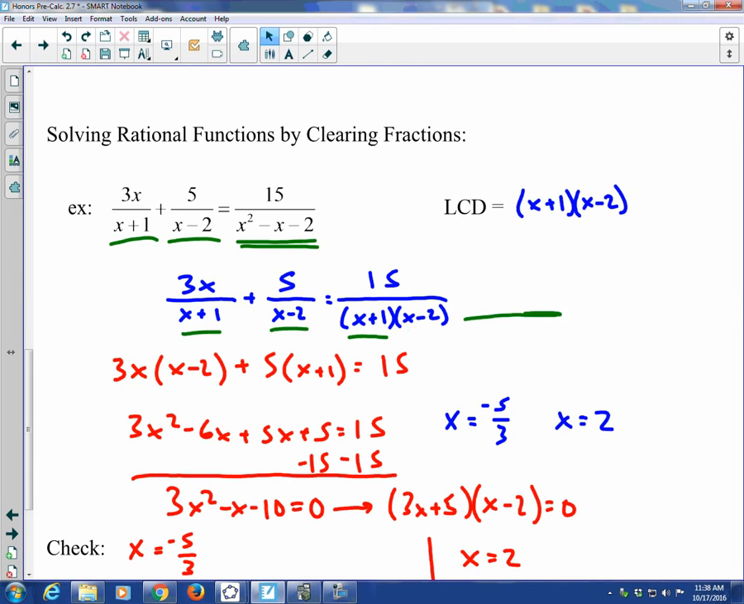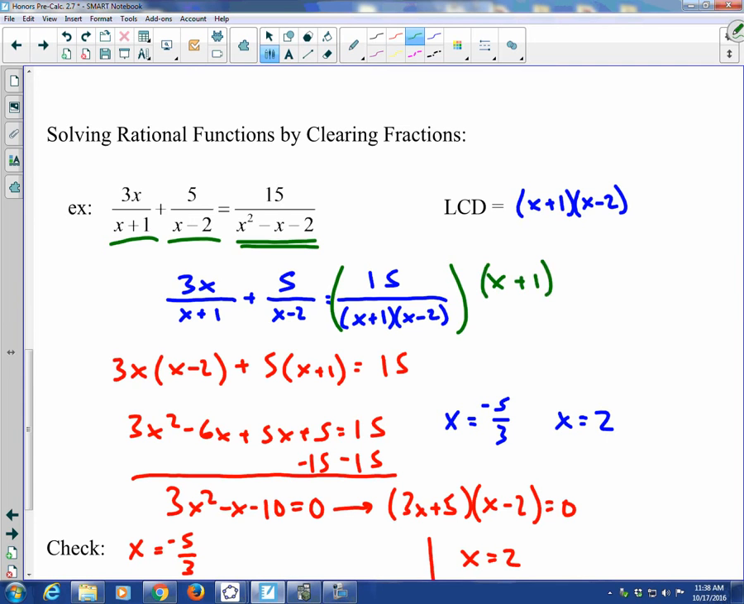So right here what we can do is multiply through by that least common denominator, and it should clear the polynomials from our denominator. So right here we'll multiply on both sides by x plus 1 times x minus 2.